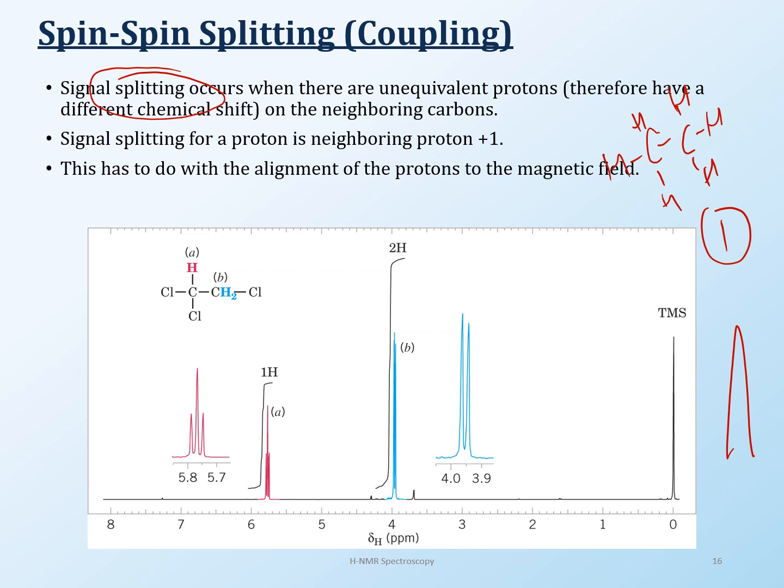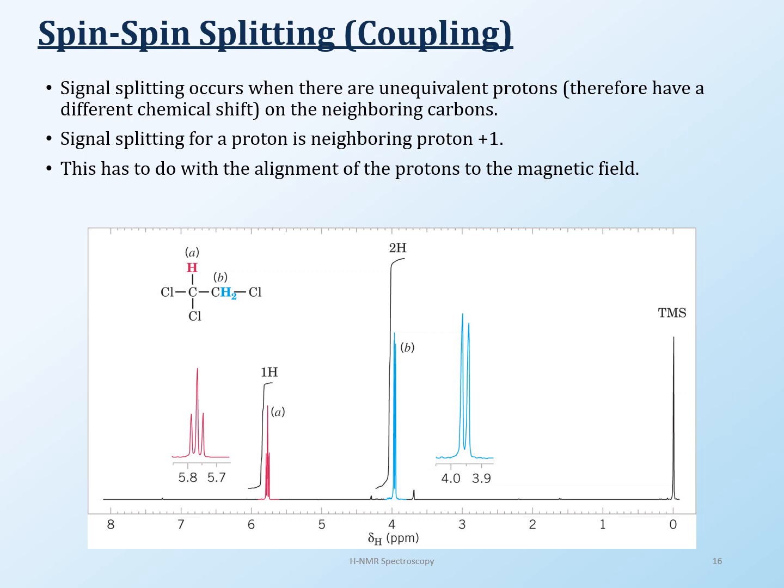If you're thinking, but we have seen so many NMRs and we didn't see any of that before, that was deliberate. In those cases, you had equivalent protons. There was no splitting going on, so it was very deliberate.